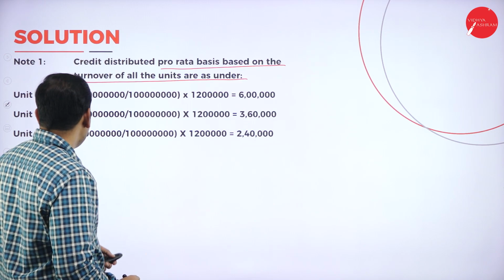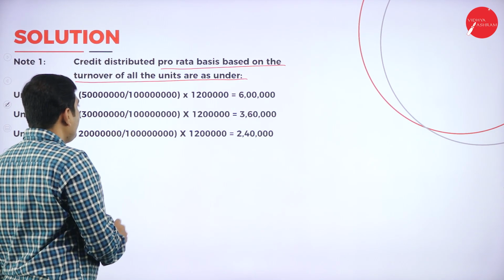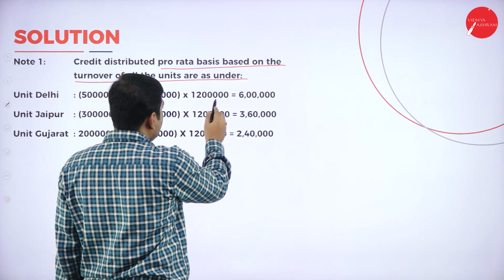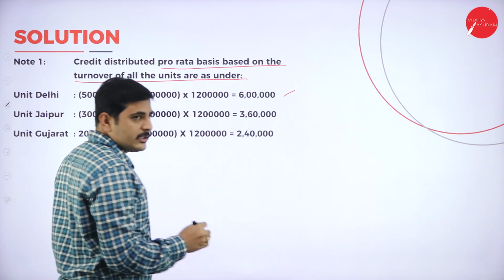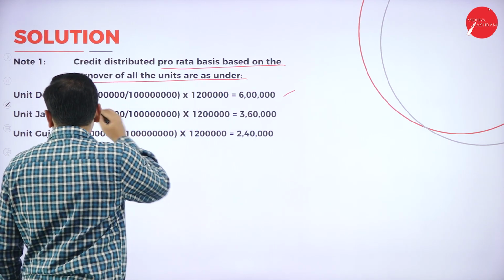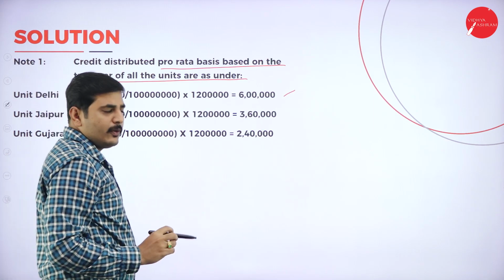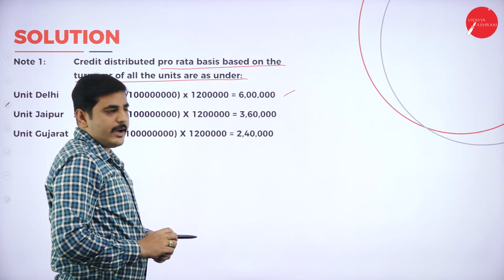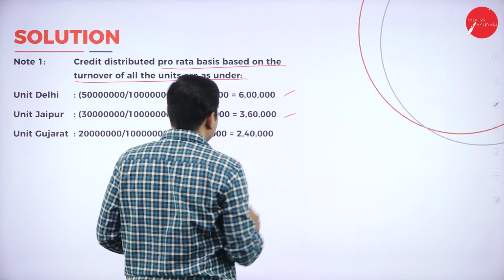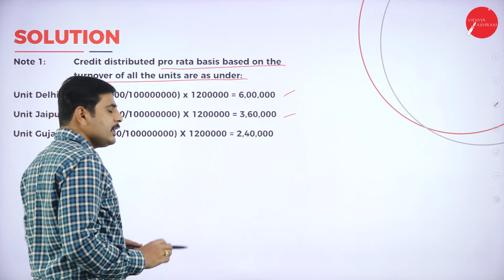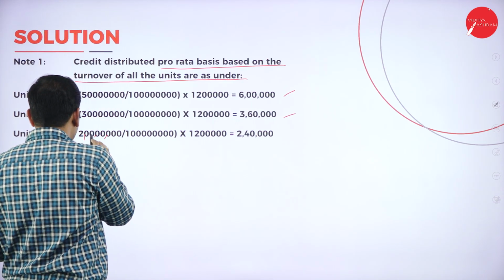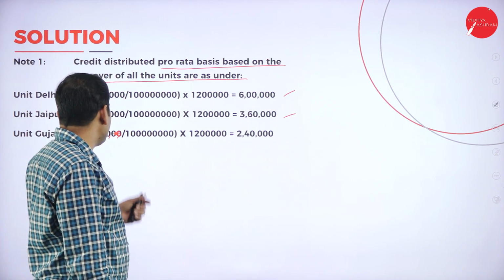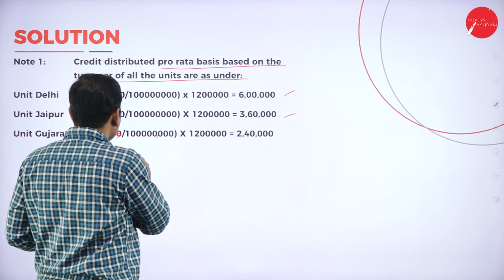Now let's calculate the amount. Actual turnover divided by total turnover into the GST available, 12 lakh rupees, gives 6 lakh rupees for the Delhi unit. Again coming to the Jaipur unit, the actual turnover is 3 lakh rupees divided by 10 lakh total turnover into the total tax available, or GST available. It is 3,60,000. Then 2 lakh rupees is the actual turnover divided by 10 lakh rupees, the total turnover.